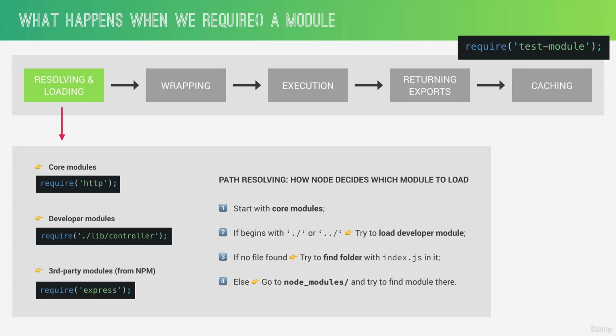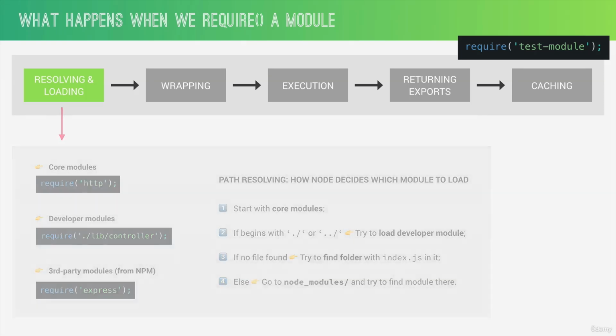So these third-party modules are stored in the node_modules folder, and so Node will step into that folder and try to find the module there, and then load it. And of course, if the file can't be found anywhere, then an error is thrown and the execution of the app is stopped.